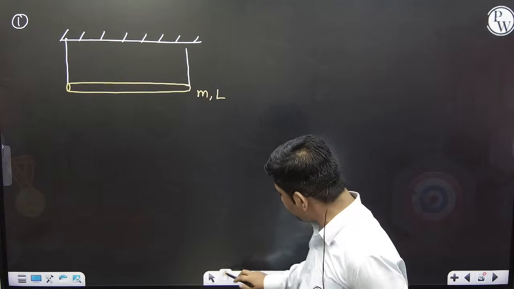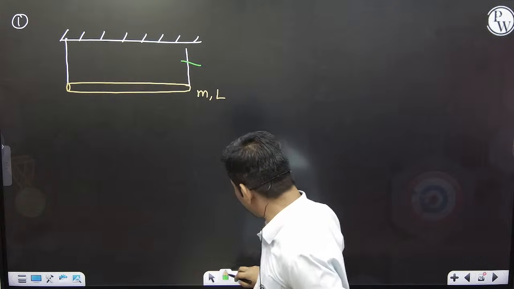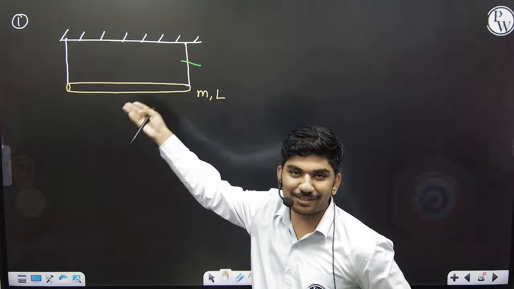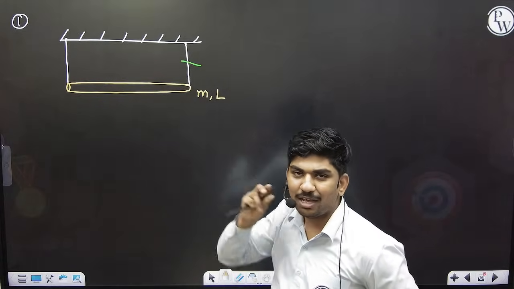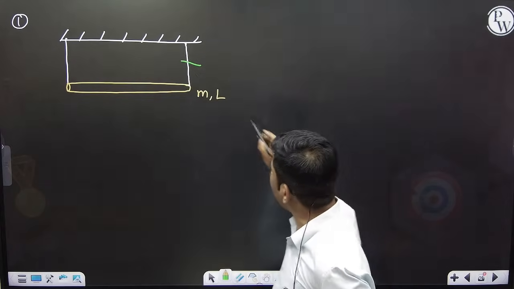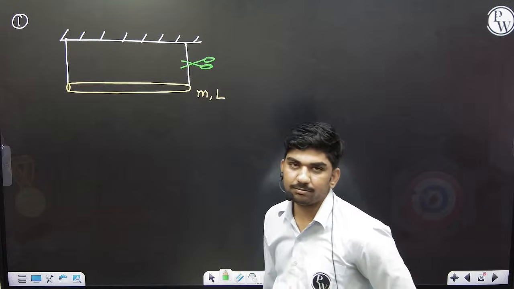Now what they did after this, they just cut one of the strings, guys. You should not feel that it is already cut from the top. It was attached like that. Originally the question was like this, and then they just cut one of the strings. So what will happen at the moment we are cutting this string? Tell me, what will happen?